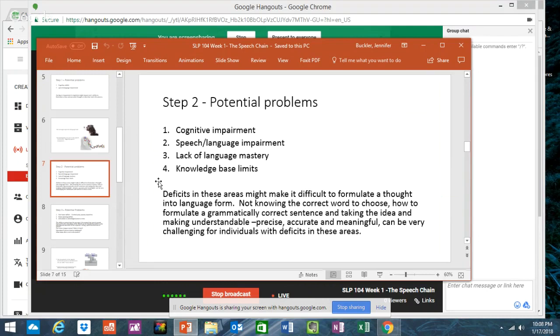Just general knowledge of semantics, word choice, vocabulary, experiences. So general knowledge base can have a limiting effect on the actual content of the message. So these limits or these problems make it difficult to formulate the thought, not knowing the correct word to choose, not knowing the grammar to put together. All of these can make challenges for individuals who may have deficits in any one of these areas.